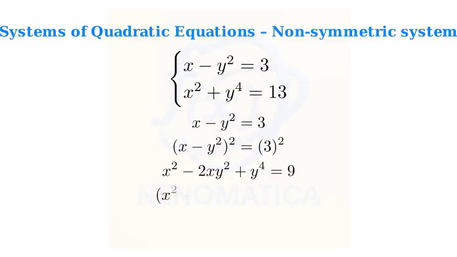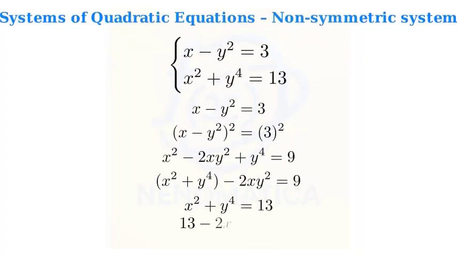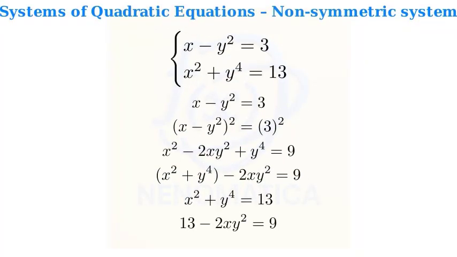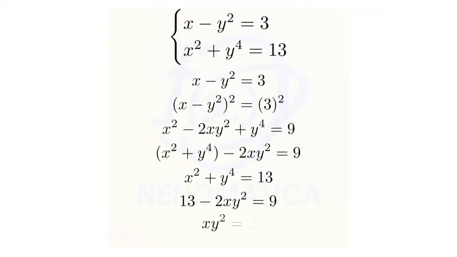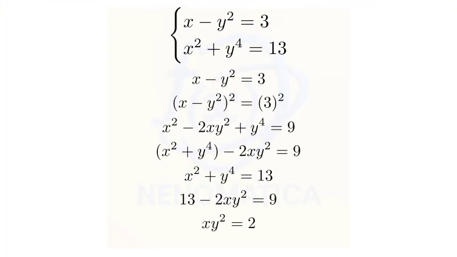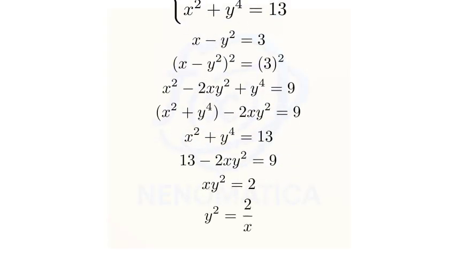Step 2. Group the terms as (x squared plus y to the fourth) minus 2x y squared equals 9. From the system, we also have x squared plus y to the fourth equals 13. Substitute 13 for that group to get 13 minus 2x y squared equals 9. Therefore, x y squared equals 2. Step 3. Solve for y squared. Y squared equals 2 over x.